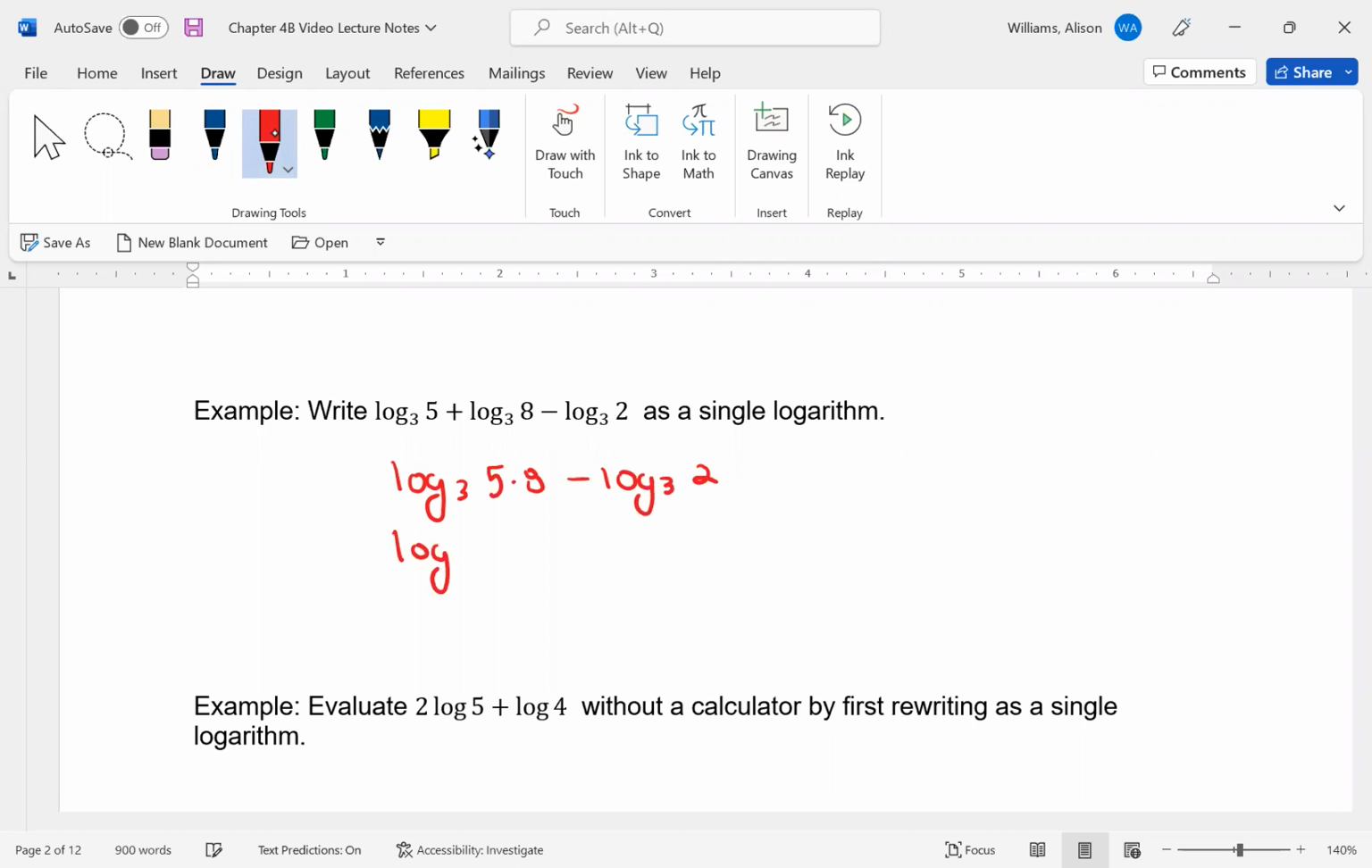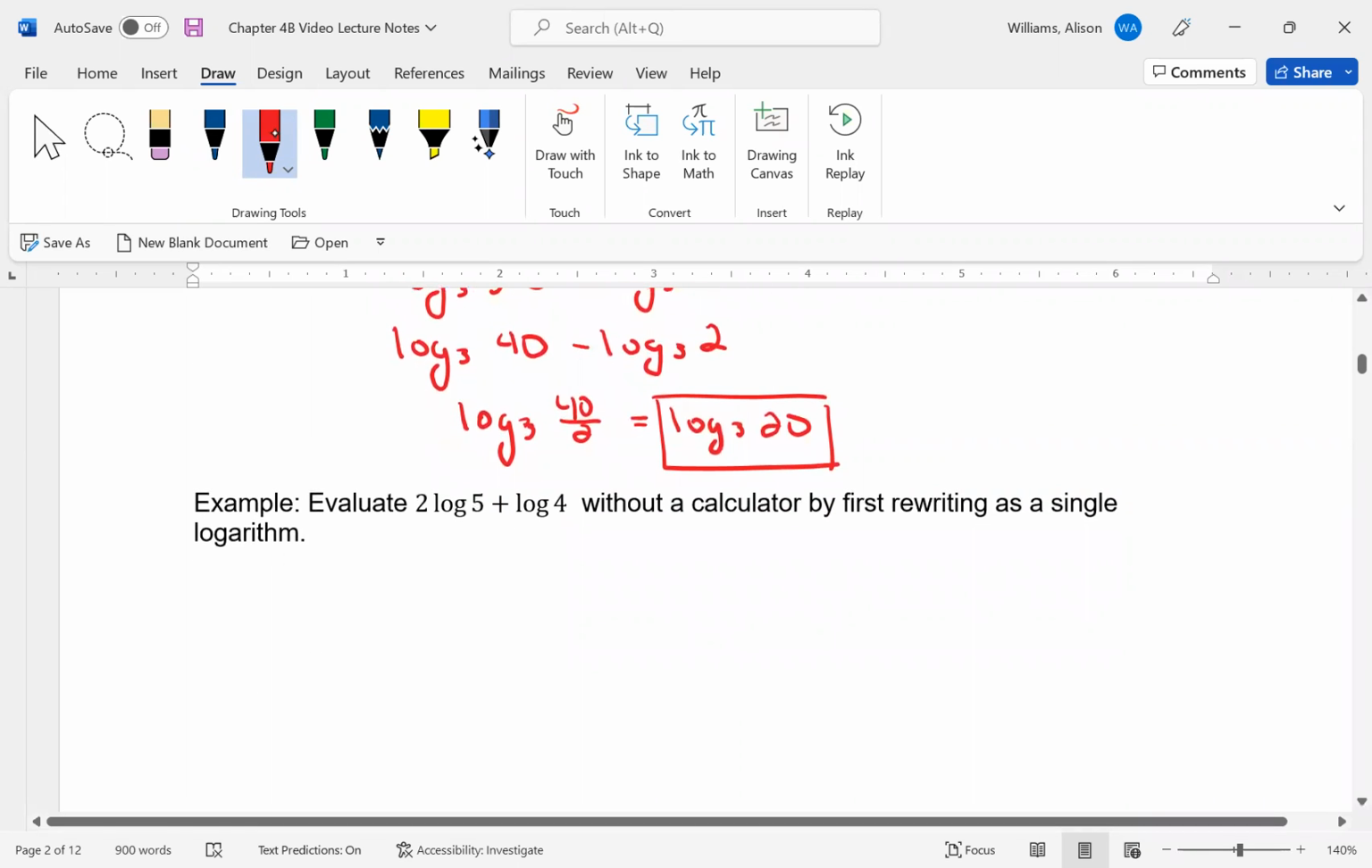So that's 40. And then we can combine these two, this subtraction as a division. Log base 3 of 40 over 2, which then becomes log base 3 of 20. And there we did it. We wrote it as a single logarithm, nice and clean. And these two are equivalent. If we were to plug them into the calculator, they'd come out with the same answer.